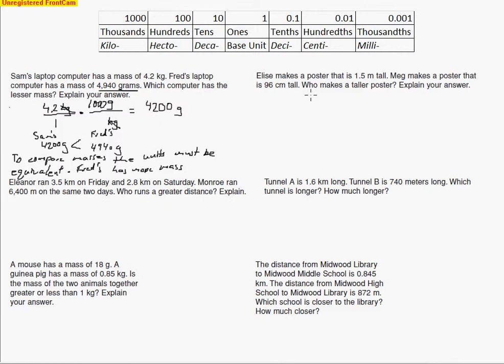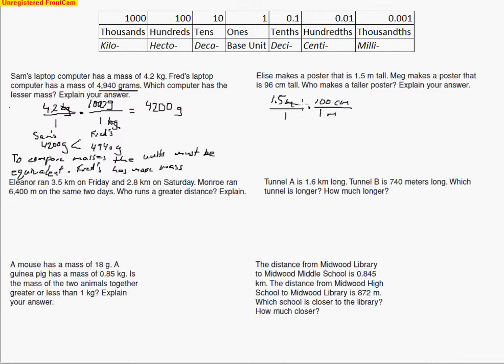Well, the next one talks about Elise makes a poster that is 1 5/10 meters tall. Meg makes one that is 96 centimeters. Whose is taller? Well, we need to compare them, so we need to change them so that they have the same units. So let's change Elise's from meters to centimeters. So we want to cross-cancel meters, so we're going to put meters on the bottom, and I want to put centimeters on top. Now I put 100 because 100 centimeters is equal to 1 meter. See, it took 100 of these centimeters to make 1 meter, just as it took 1,000 grams to make 1 kilogram. And so 100 centimeters equals 1 meter.